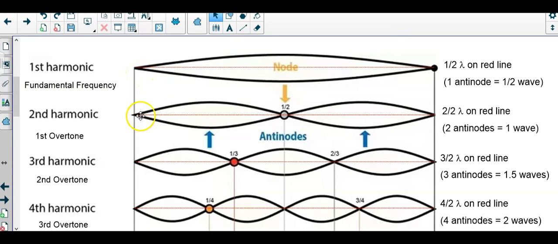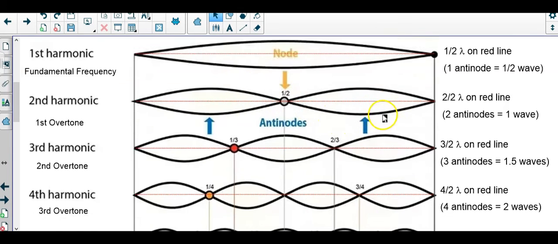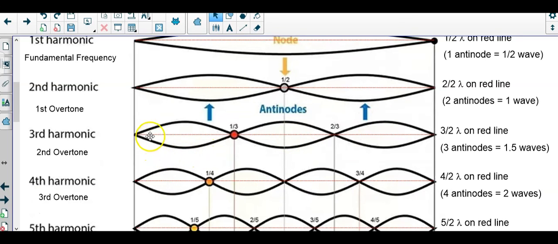Then I sped it up a little bit, and I was able to get one full sine wave to come in and reflect back on itself. It has 2 antinodes and now a node in the middle. So that's one full wave. And then I showed you 3 antinodes, which gave you 1.5 waves, and then they reflect back on themselves.